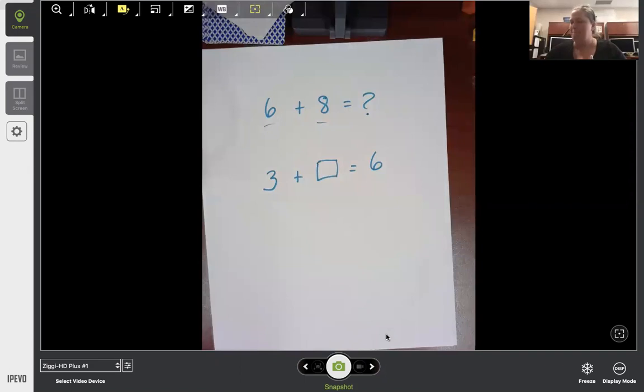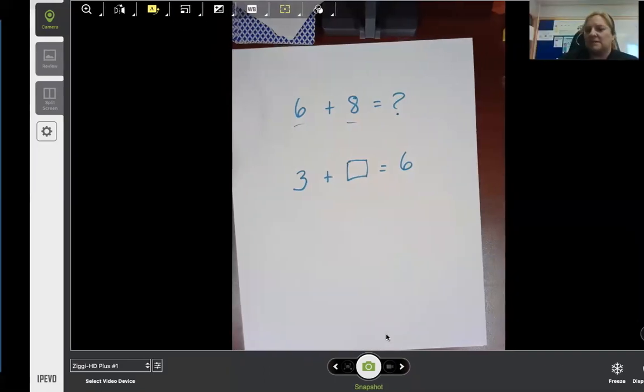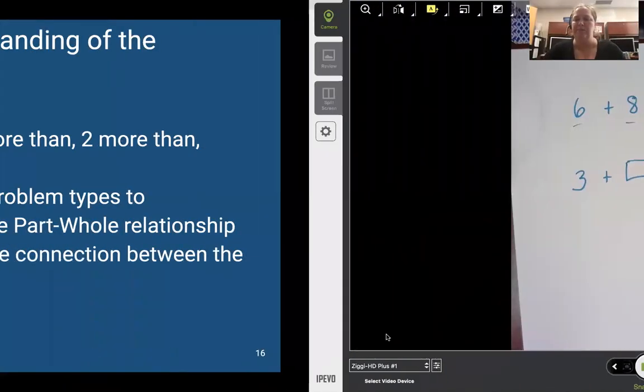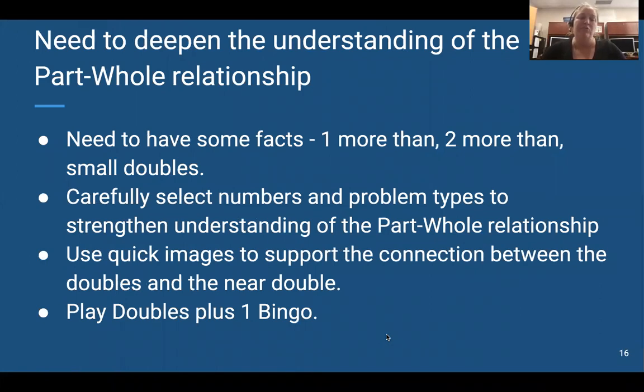You talked about they have to know those small doubles. Yeah. But is that also part of the part-whole? Like, so they've got one part, they've got another part that's missing, and then to find the whole? Yeah, okay, for sure that helps deepen their part-whole, how they can use that part-whole relationship. They've already kind of got it started there with knowing those small doubles, but using it in a slightly different way helps to strengthen that part-whole understanding.